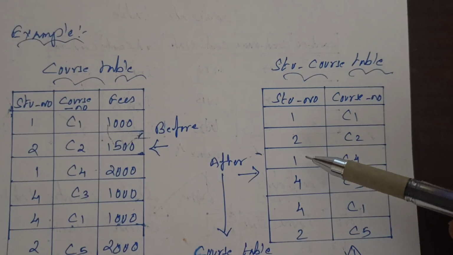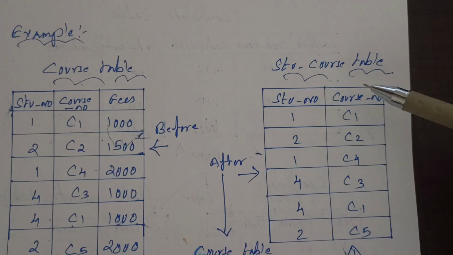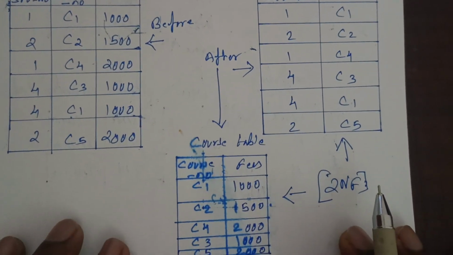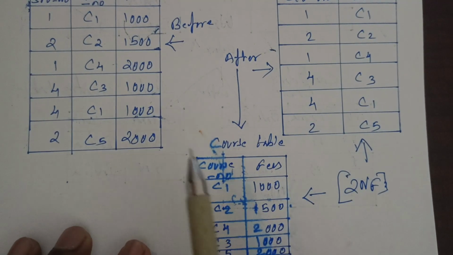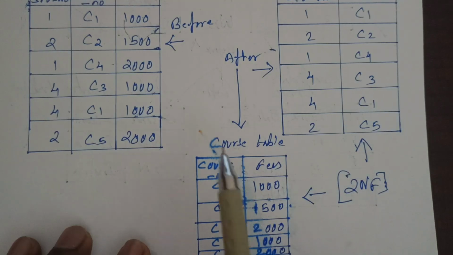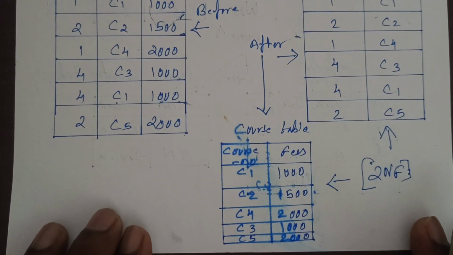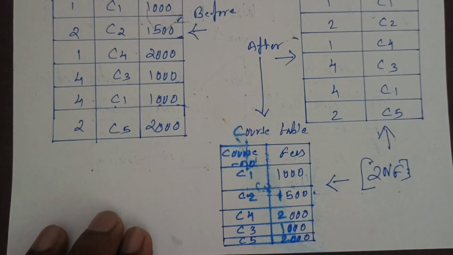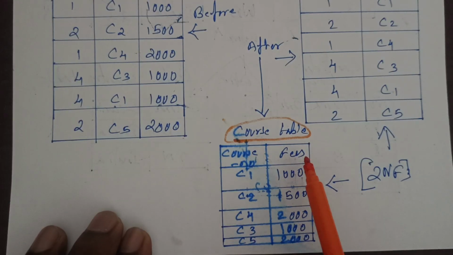Now student number 1, 2, 1, 4, 4, 4, 2 has been separated with this course number alone, right? And in order to reduce this functional dependency, that is, this fees should not depend on the student number, that is the primary attribute, in order to reduce this, we have separated that into a different one. You can check it here, right? So here it is the form, this course table we have created, course number and fees.